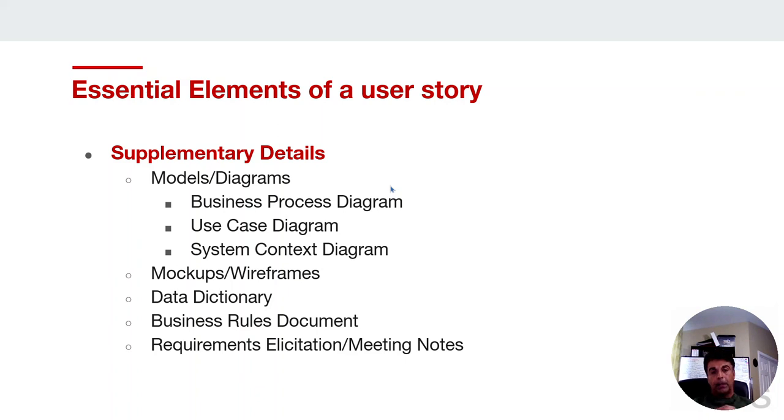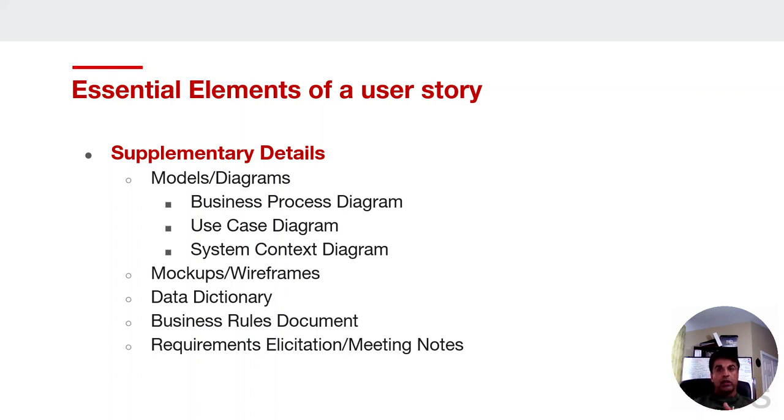Now your story title, story description, and acceptance criteria are basically the main sections of a story. But oftentimes you may also have to attach supplementary information to make your story richer, more informative, and complete, right? It can be in the form of models and diagrams. It can be business process diagrams, use case diagrams, or any other diagrams that will add value to the story. It can also be mock-up wireframes, a very important element in an agile environment. You should always attach a mock-up or wireframes along with your story.